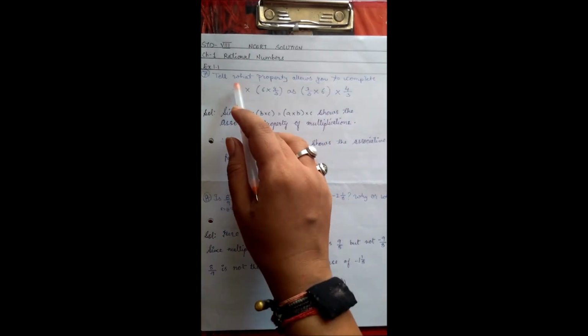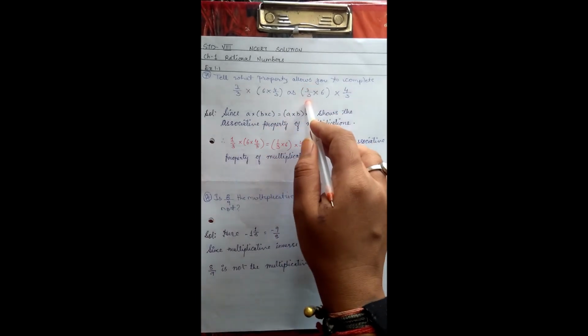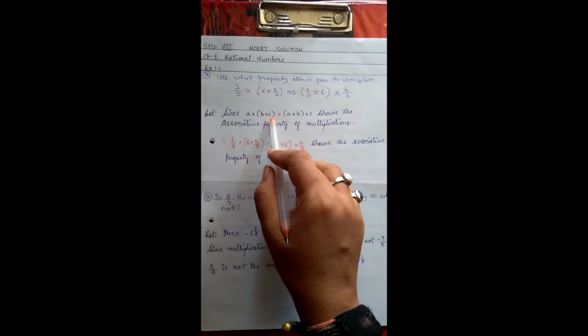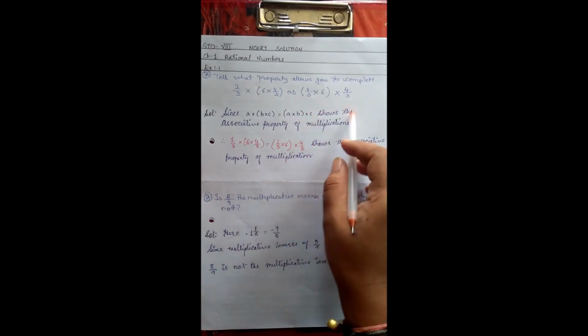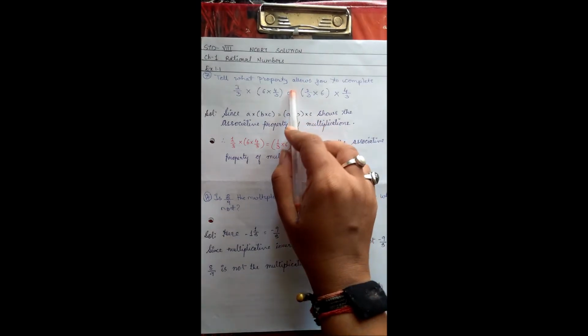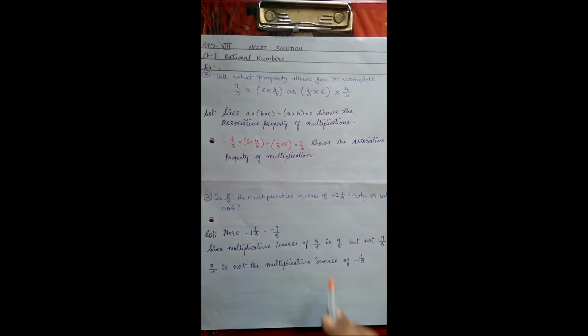Next question. Tell what property allows you to complete. So 1 upon 3 into 6 into 4 upon 3 as 1 upon 3 into 6 into 4 upon 3. Since A into bracket B into C equals A into B into C shows the associative property of multiplication, the same equation shows the associative property of multiplication.